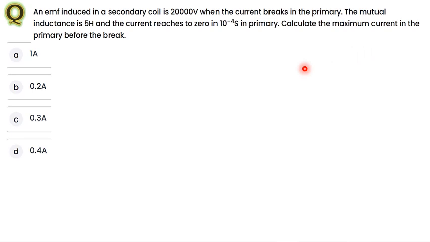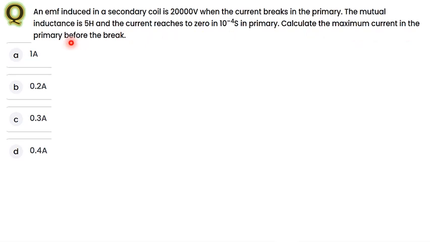This is about the mutual induction. Always remember the formula. An EMF induced in the secondary coil, the EMF they have given is 20,000 volt, when a current breaks in the primary. The mutual induction they have given is 5 Henry. The current reaches 0, from some value to 0, within 10 power minus 4 second in the primary.